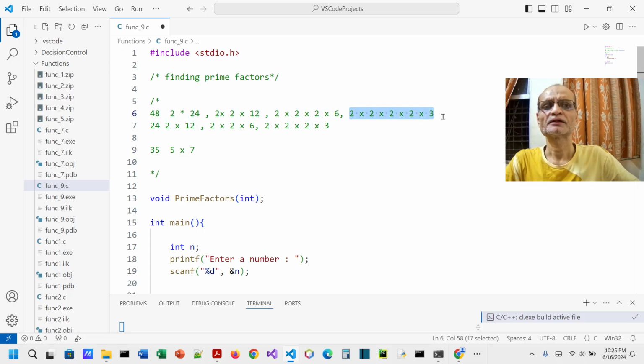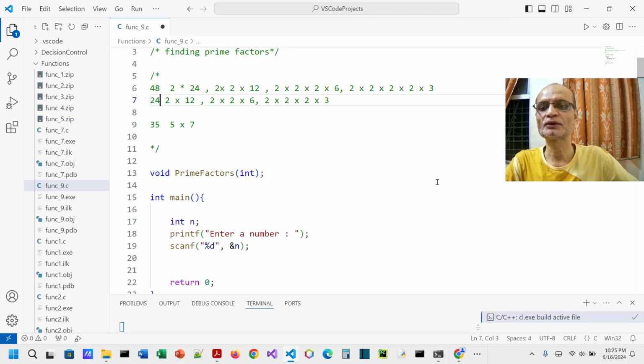So these are the prime factors. For 48, 2 is 4 times and 3 is once. Similarly for 24, 2 is 3 times and 3 once. And for 35, 1 time 5 and 1 time 7. So that's essentially the prime factors with respect to a particular number. Having understood this concept, now we need to write a function which will do this job for us.